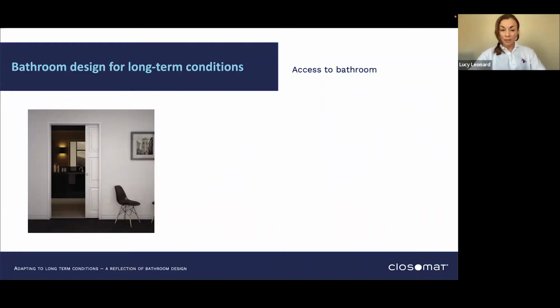But I've done a number of these pocket sliding doors. They're really good if there's additional building works going on in the property, and things can be made to measure, if you like, because sometimes it's quite difficult to put a pocket door on an existing bathroom.